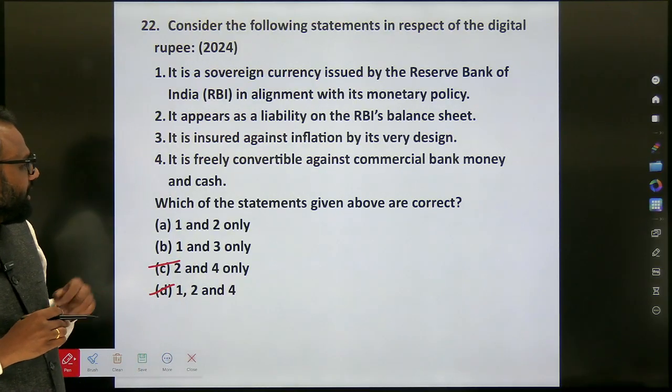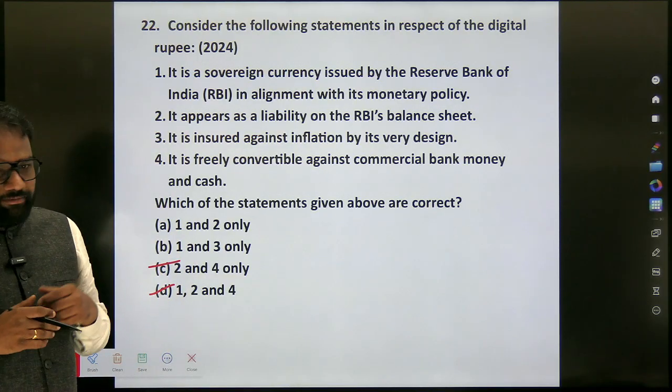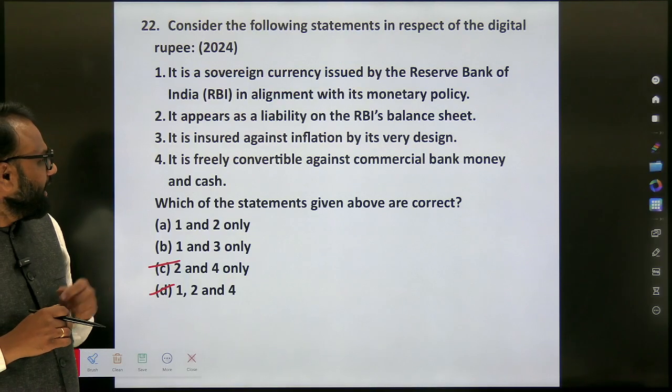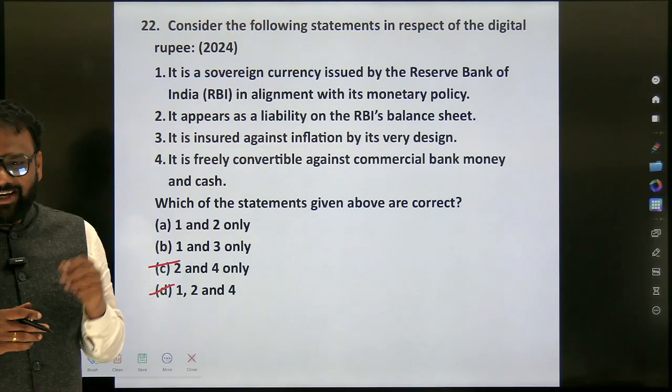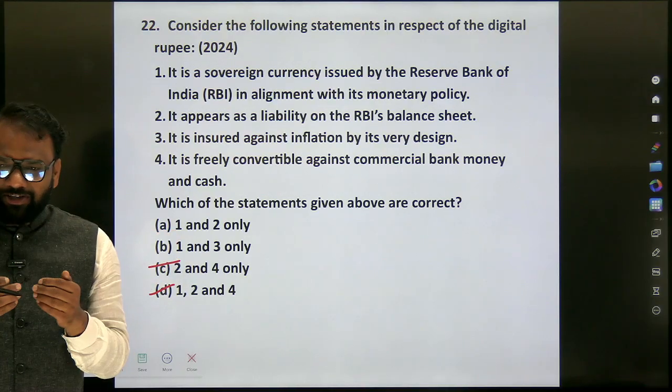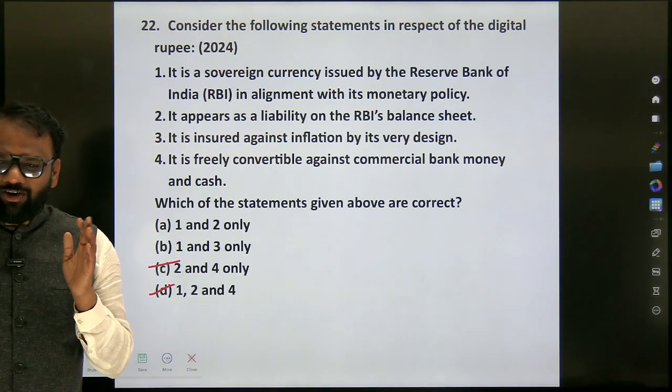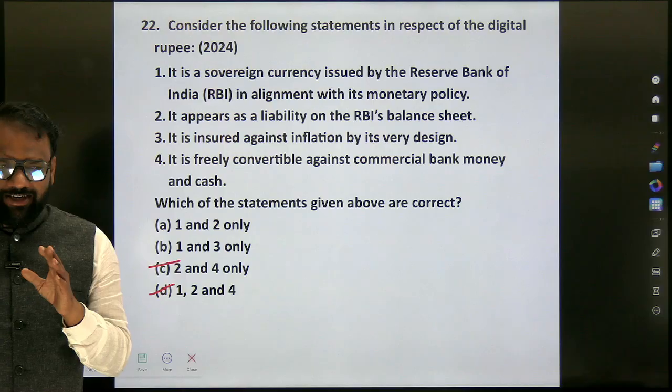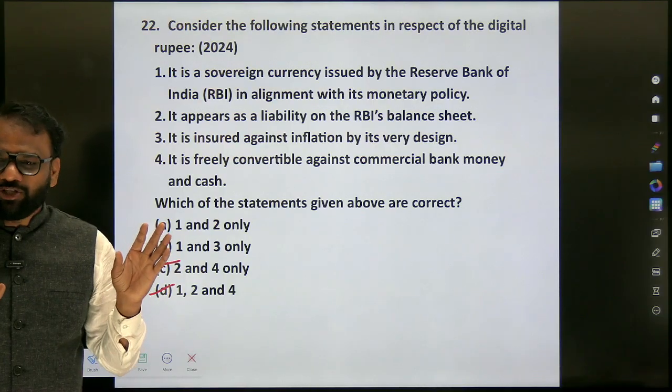The next, which one can we eliminate? It is insured against inflation by its very design. Nothing is insured against inflation. There are some things, for example, inflation-indexed bonds and all, which are insured against inflation. But here it's a rupee, so the rupee cannot be insured against inflation.